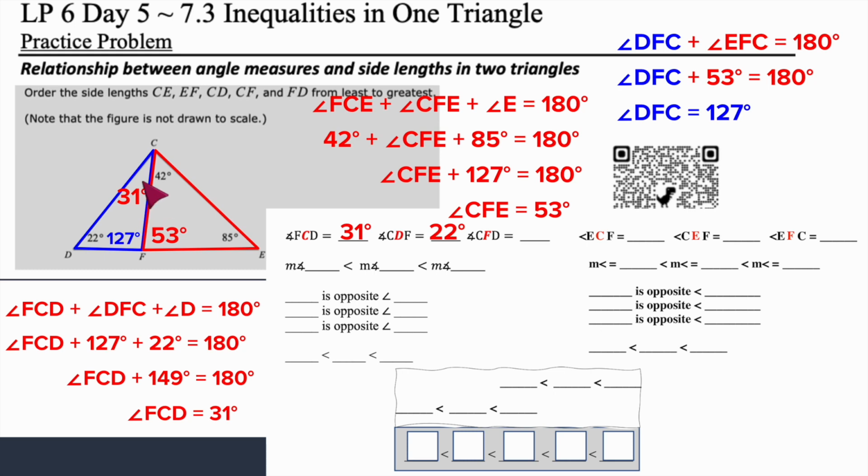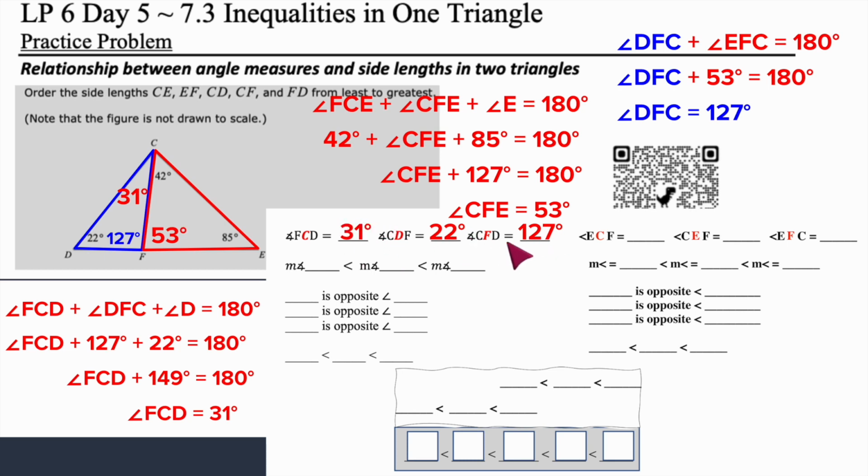And then CDF, well, that means I'm looking at D, right, 22. And CFD means I'm looking at F, which is 127. So just kind of a quick way to see which one am I looking at. You just have to know which triangle am I looking at, the blue one or the red one. So we can see it's 31, 22, and 127.